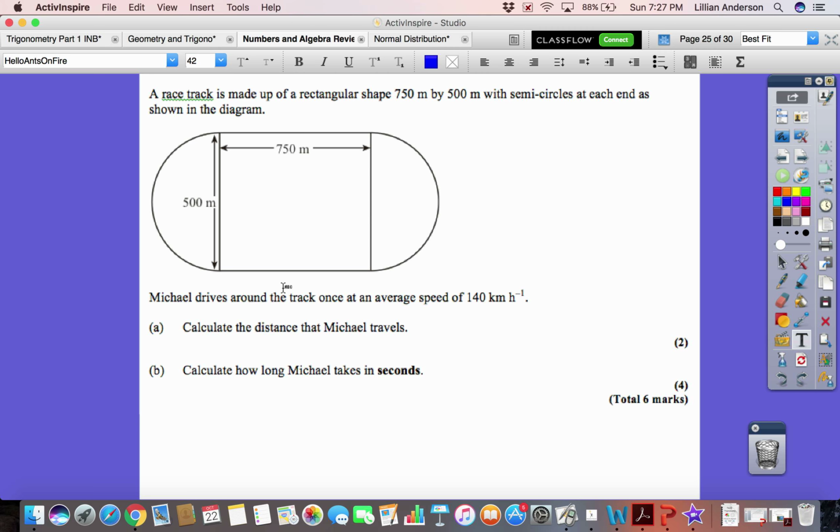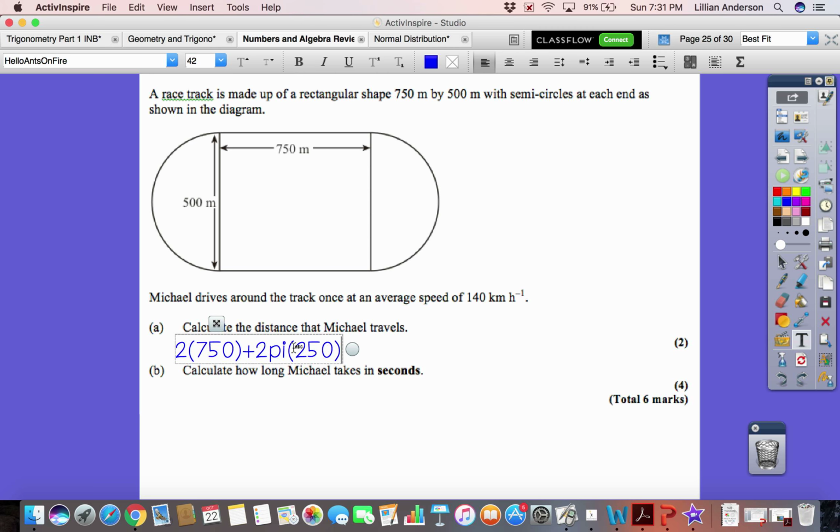So the distance that Michael travels, you need to consider these two straightaways. So you should have had 2 times 750 to represent the two straightaways. And then you needed the curved distance. Well, the perimeter of a circle is called the circumference. So what you need to do is 2 pi r, 2 pi times your radius. Now your radius is going to be half of 500, which is 250. And so that's what you should have typed into your calculator.